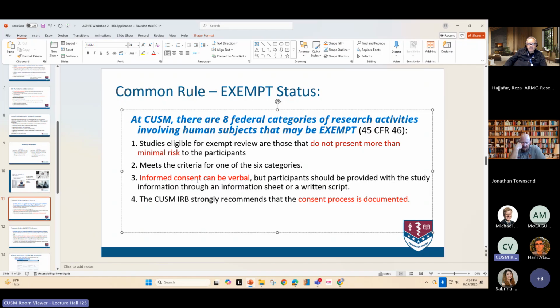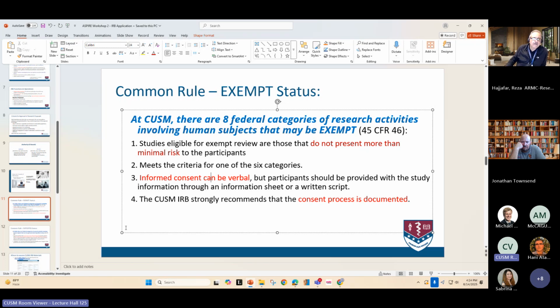I won't go over those in detail because we can look those up. Informed consent can be verbal in this case, but participants should be provided with the study information through an information sheet or a written script. They have to be given a document outlining what they're agreeing to or not agreeing to. And the IRB strongly recommends that the consent process be documented, meaning it's in paper and you give a copy to your participants.